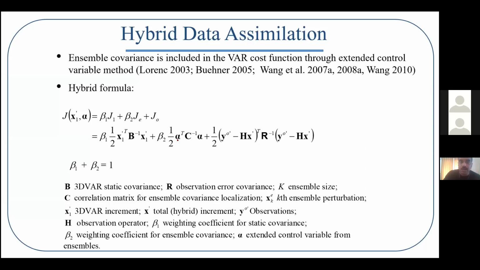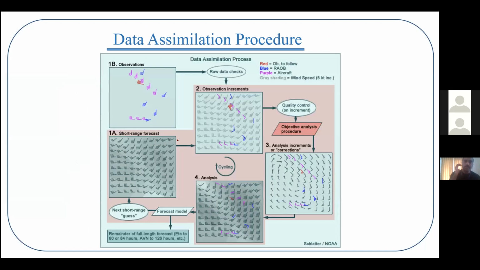Just understand that there are various methods: the variational approach and the ensemble Kalman filter, a probabilistic approach, are the two major streams. And there are data assimilation systems that actually incorporate the effect of both of these. Okay, I'll just conclude. So what does a data assimilation procedure look like?